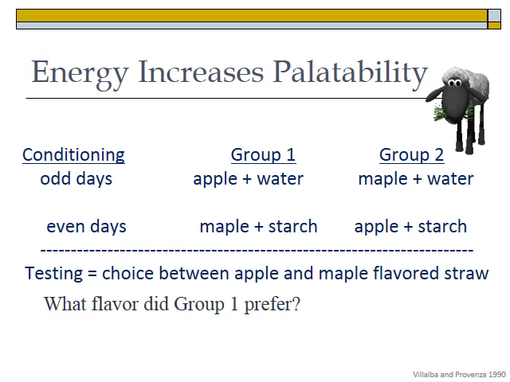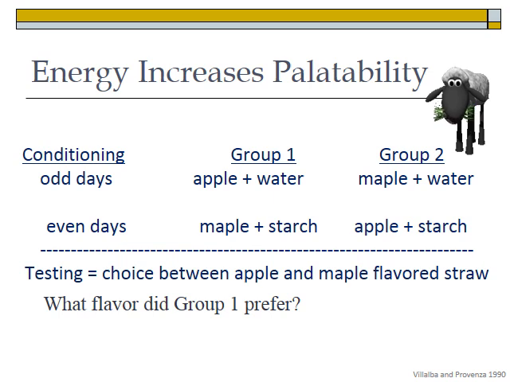So this was a simple experiment that Juan Villalba and Fred Provenza did quite some time ago. They had some straw, and on odd days the sheep ate straw, and one group ate apple-flavored straw, and then they were given a dose of water directly into their rumen through a tube. The second group, Group 2, had maple-flavored straw, and they were given a dose of water.